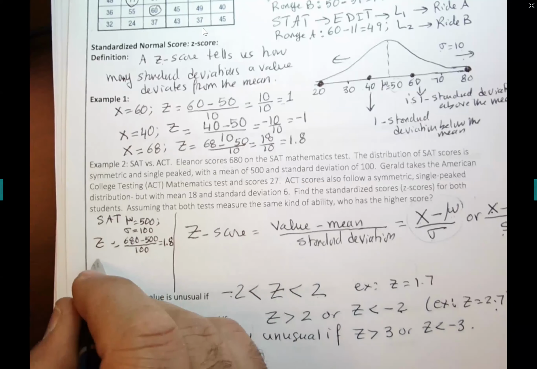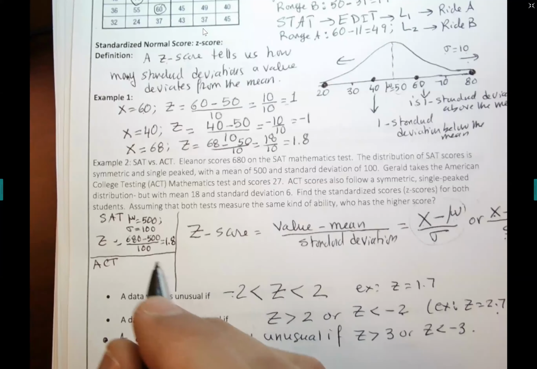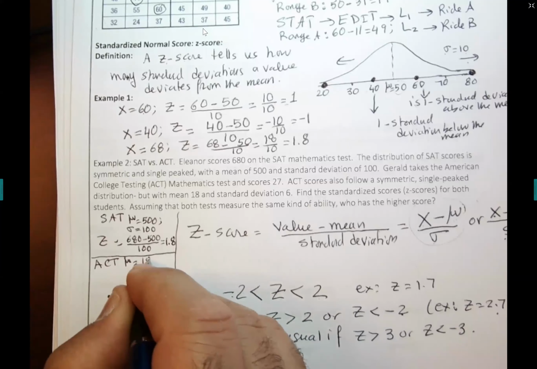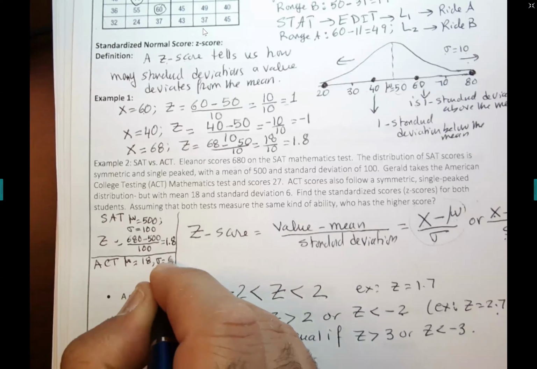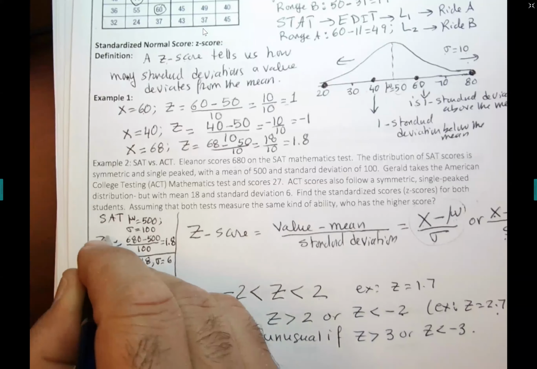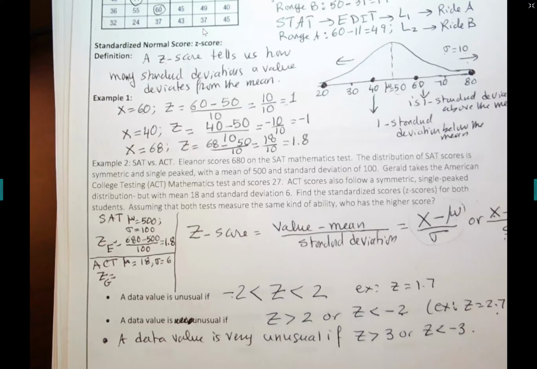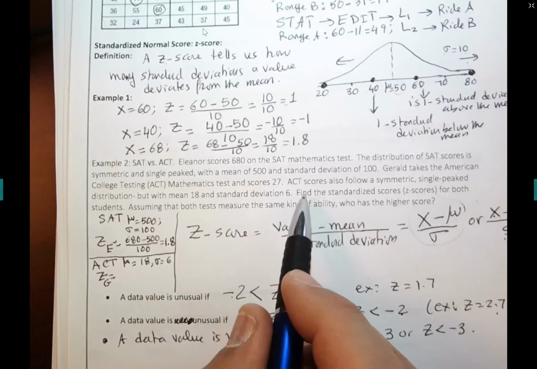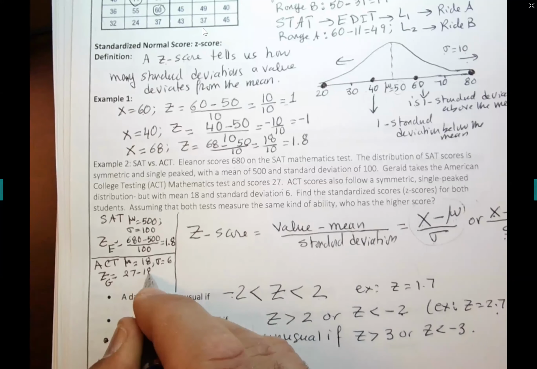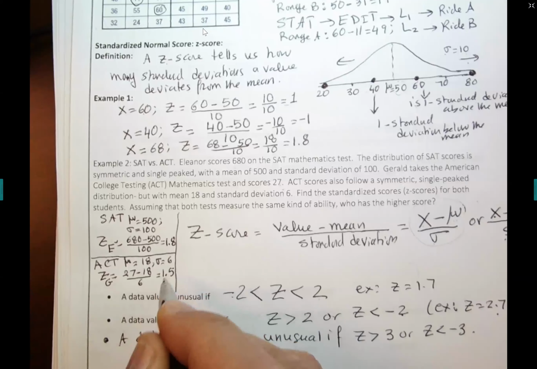Now let's do the ACT, which is Gerald. What was the mean for the ACT score? They say the mean is 18 and the standard deviation is 6. What was the Z-score for Gerald? So Z equals. This is for Eleanor, I'm going to label it as E, and this is for Gerald, which is G. The X value, guys, what did he score? 27 minus 18 divided by 6, which is 1.5.